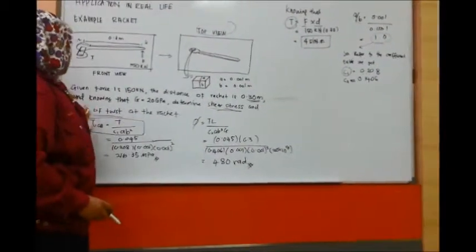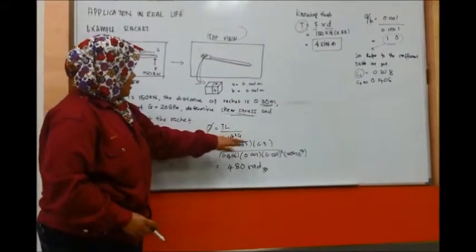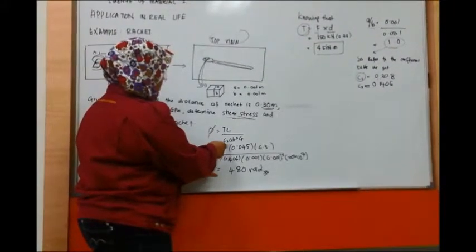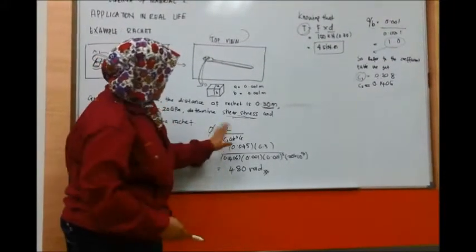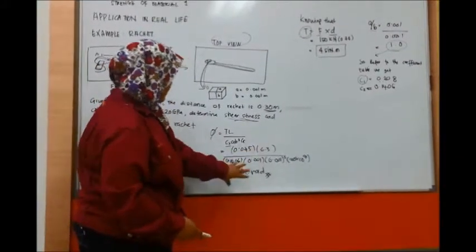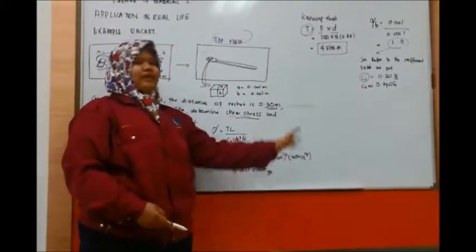Okay, next for the angle of twist, we know that this is the formula. So we get C2 from the table. So we substitute all the values given and we get 4.8 radian.